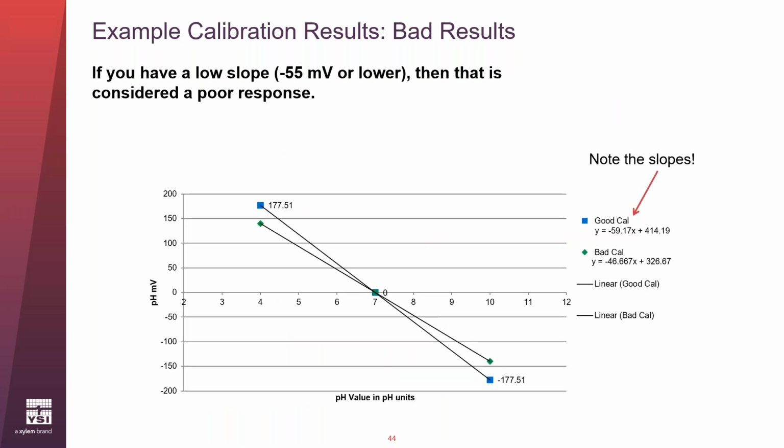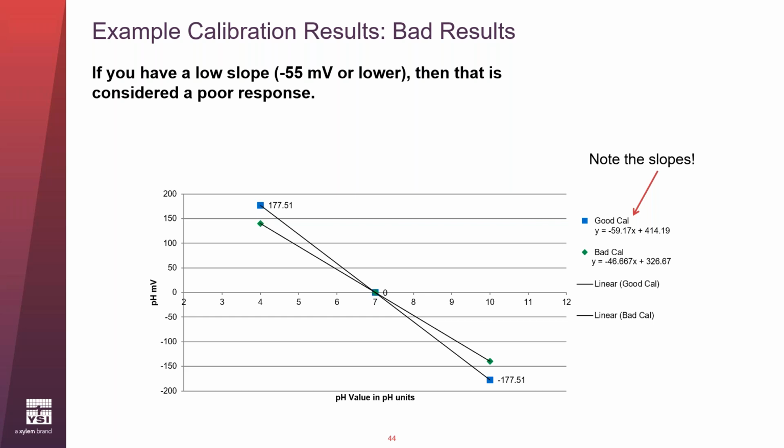Bad results. If you have a low slope, that's less than negative 55, absolute value of 55, I should say, that's considered a poor response. So if we get to negative 55 millivolts, negative 54 millivolts, as that number gets closer to 0, it's just not as good anymore. See the two lines we have here. They look very similar, but one of them has a slope that's negative 46 millivolts, which is far off from the negative 59 to negative 55 that we're shooting for. As a result, the calibration represented with green diamonds should be dealt with accordingly.